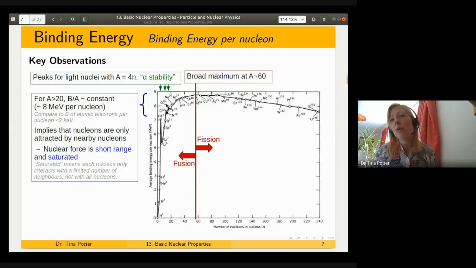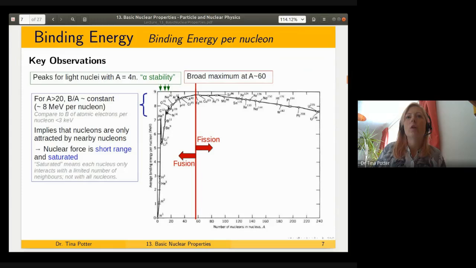Now, the fact that we've got a broad maximum here for most of our nuclei implies that we actually have a saturated force, that nucleons are only actually interacting with their neighbors and not with all of the rest of them. Otherwise, it would be growing with the number of nucleons in the nucleus. So it appears to be short range and it appears to be saturated. So our proton or our neutron inside a nucleus is only interacting with its neighbors.